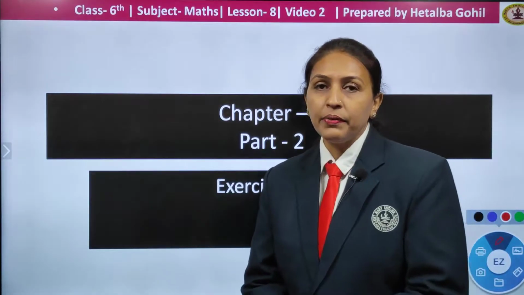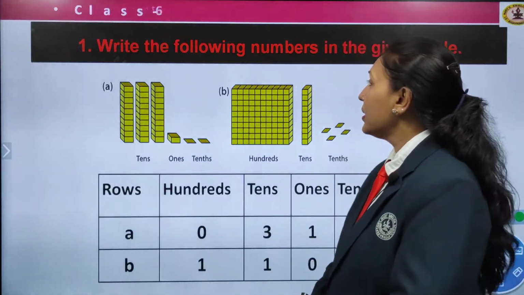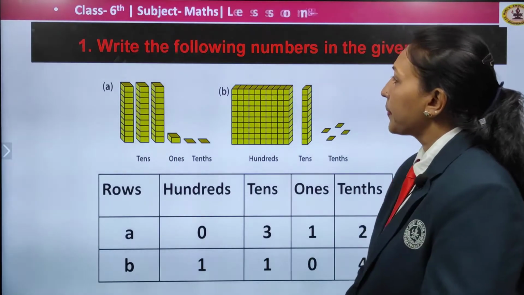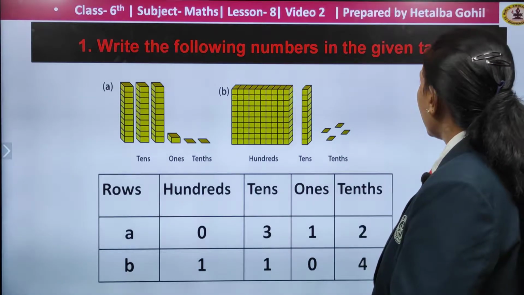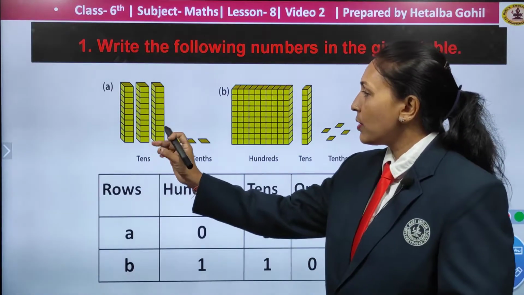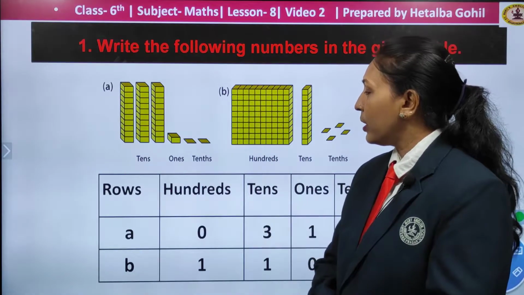We had learned in the previous video all the necessary concepts related to this chapter. Now we will use the same concept in the next exercise, 8.1, question number 1. Write the following numbers in the given table. Children, here you can see the rows of the blocks given to you. You have to arrange them according to their place value.